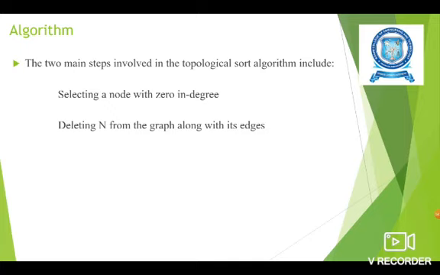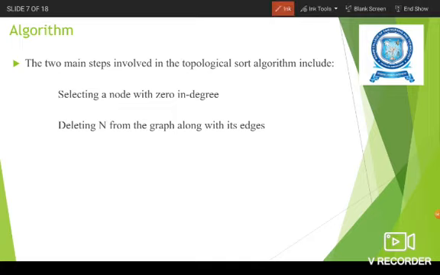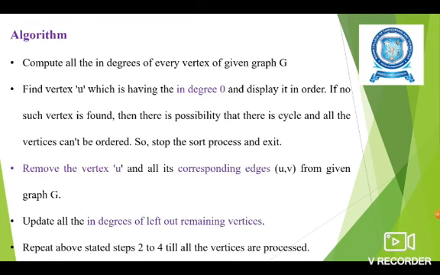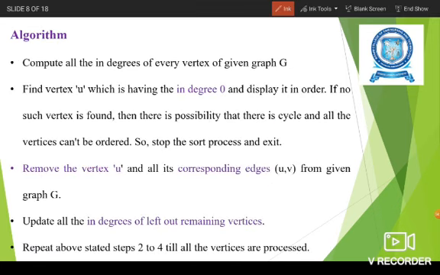Now we will see the algorithm for topological sort. We have 2 main steps in this algorithm. One is, we have to select a node whose indegree is 0. In the second step, you have to delete that node along with its edges. So these are the 2 main steps in topological order. Okay. We will see the steps.